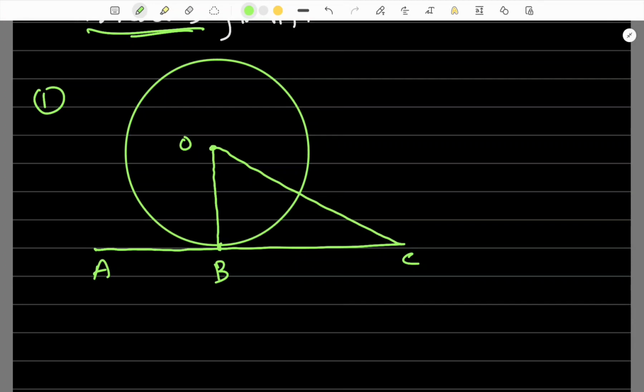You have to find the marked angles. This angle is labeled as 4A and this angle is labeled as small a. You have to find the angles marked with letters. So, property number 1, which we have just discussed: the radius, from the center to the circumference, at the point of contact, or you can say at the point of tangency, which is B, makes an angle of 90 degrees with the tangent.